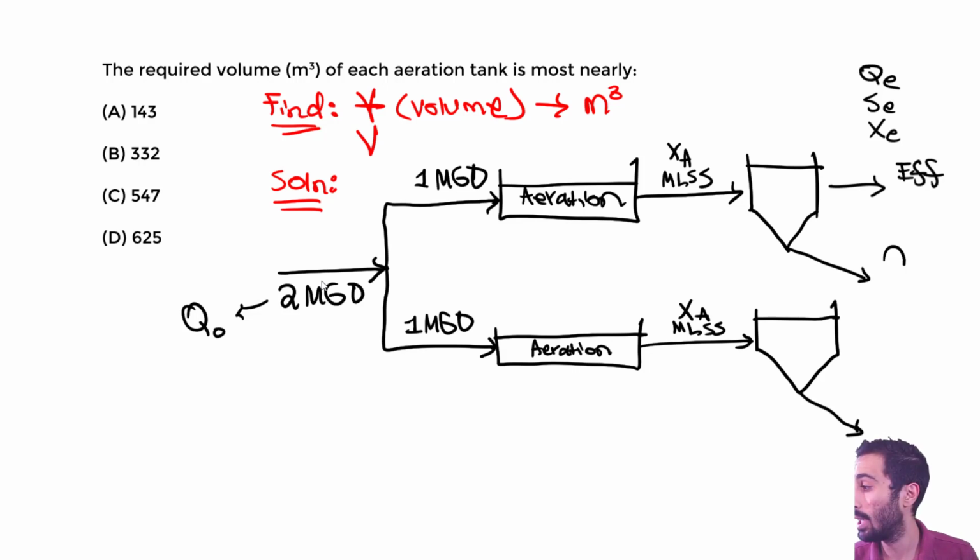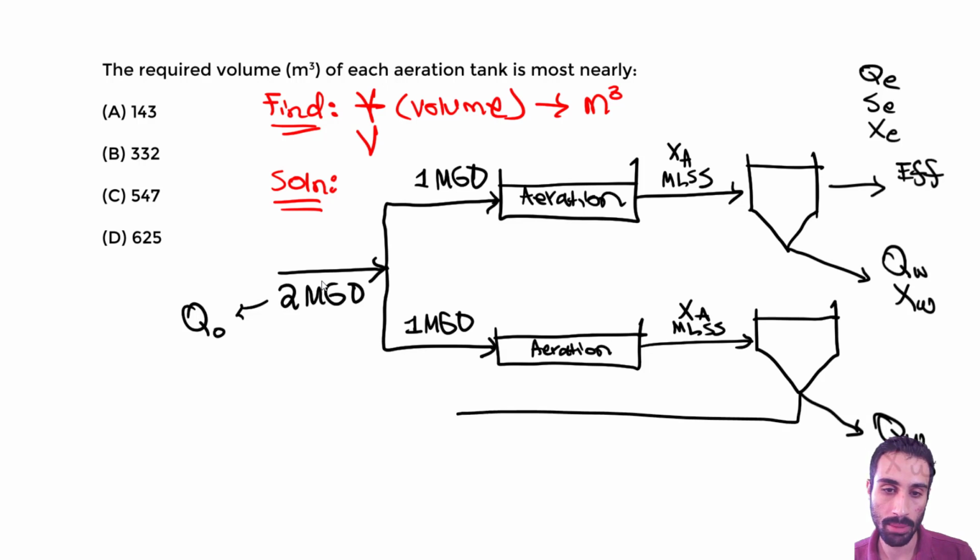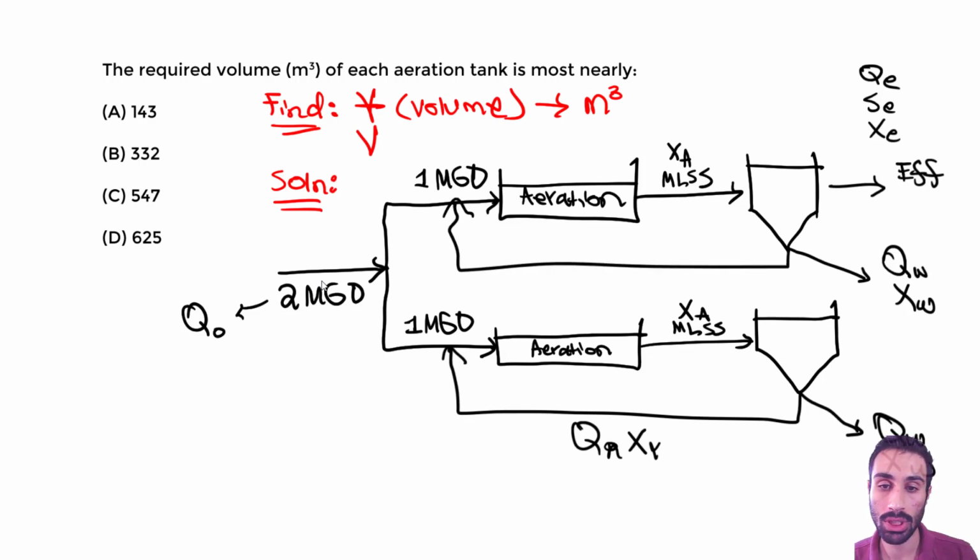What gets wasted is going to be QW, XW. Then we know some of it gets wasted, but also some is going to get recycled, right? So QR, XR, just like what we labeled below. So same thing here, QR, XR, recycled. So now, having this, we can proceed, just so we have a visualization.